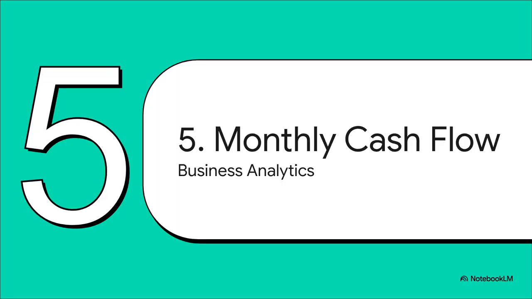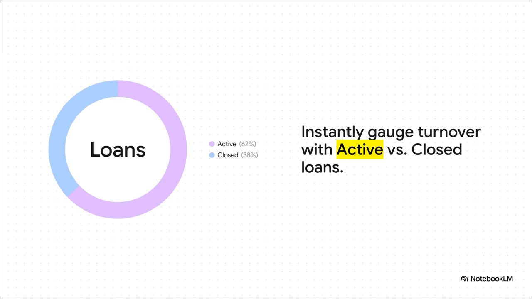Finally, Part 5. Mastering monthly cash flow. A healthy lending business thrives on movement, right? And the app visualizes your loan velocity perfectly. It shows a distribution of 5 active loans against 3 successfully closed ones. It's a fantastic way to instantly gauge the turnover rate of your capital.